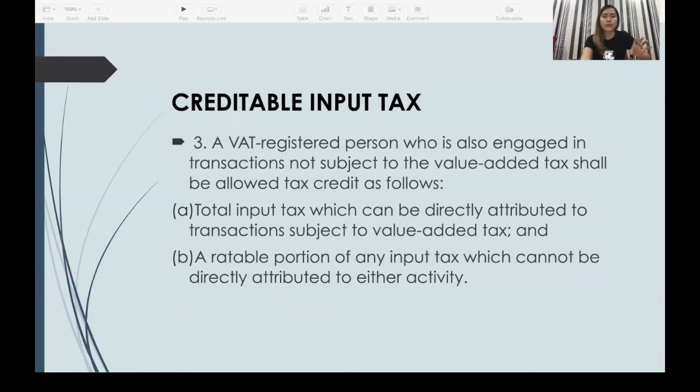I guess, number 3, a VAT registered person who is also engaged in transactions not subject to the value-added tax shall be allowed tax credit as follows: the total input tax which can be directly attributed to transactions subject to value-added tax, and a rateable portion of any input tax which cannot be directly attributed to either activity.